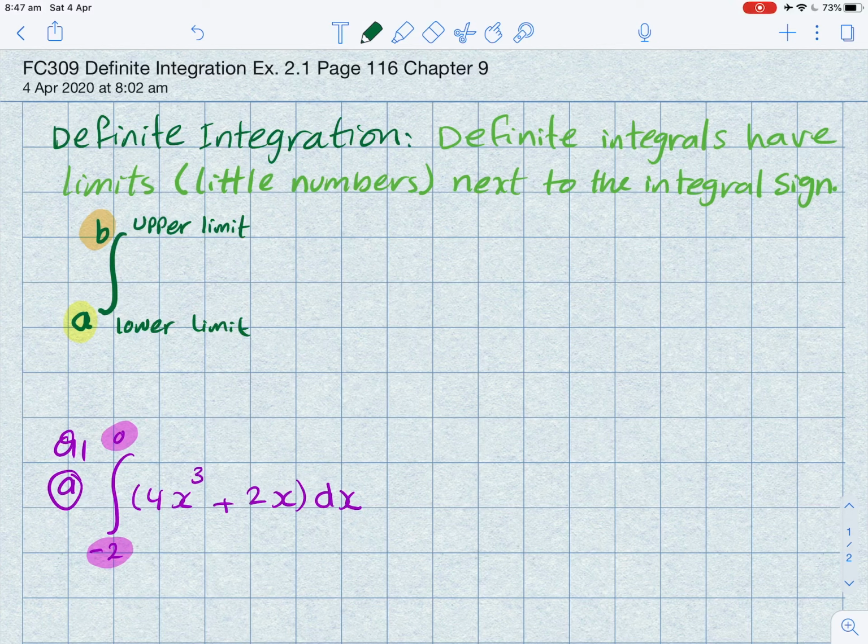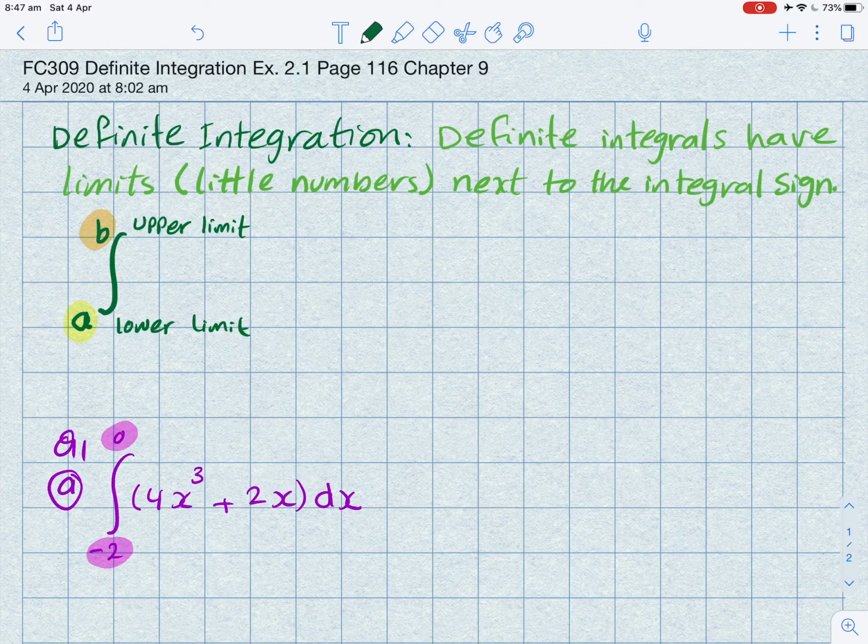This lesson is for the module FC309. It's about the topic of integration. We're going to do definite integration, solving some questions from exercise 2.1, page 116, chapter 9. If you want to check your answers, the final answers are on page 498.